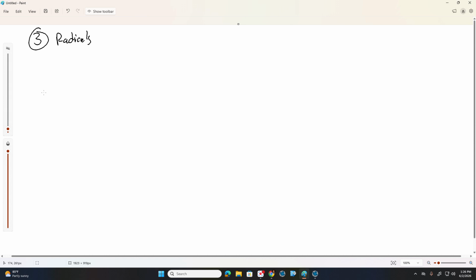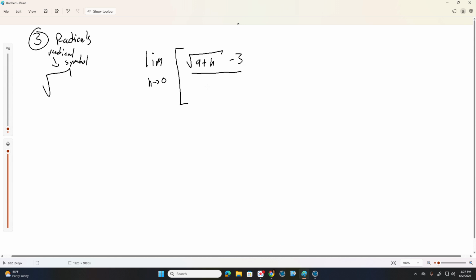Okay? So you're going to look at some limits that contain things like square roots. We call this symbol a radical symbol. Okay? So how do we deal with that? Well, let's take a look at the limit. Once again, we're going to take a lot of limits as h approaches 0, of the fraction, the square root of 9 plus h minus 3 divided by h.